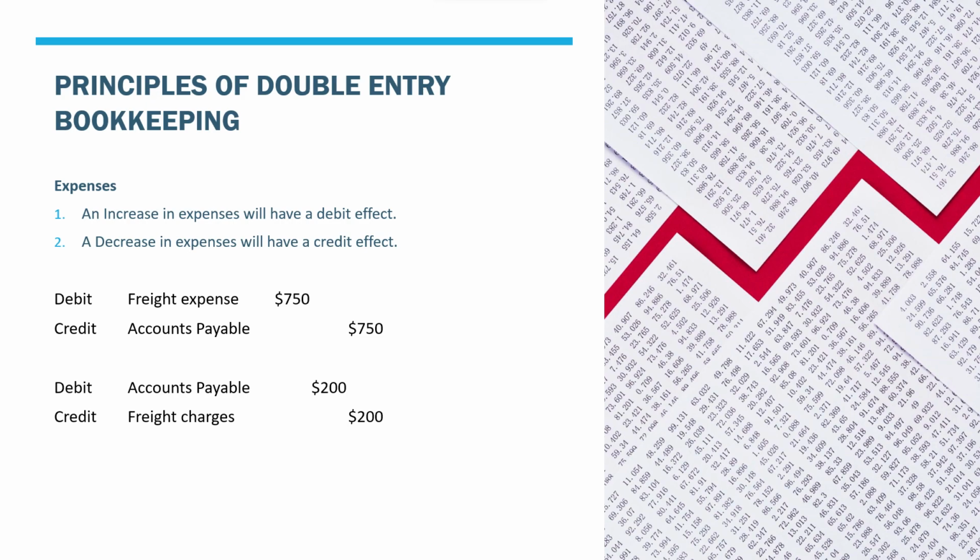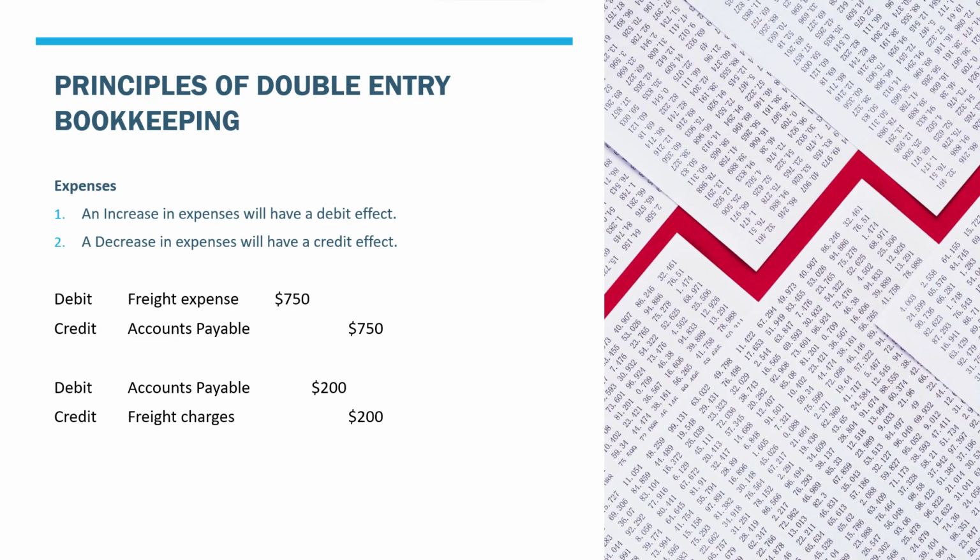Based on this assumption, suppose a business has to pay $750 against an invoice for the freight charges. It will be recorded as: we will debit freight expense by $750, that is increase in freight expense, and we will credit accounts payable by $750, that is increase in accounts payable liability. Now assume that later the business realizes the actual amount of freight charges was only $550, implying a reduction of $200 in freight charges expense.